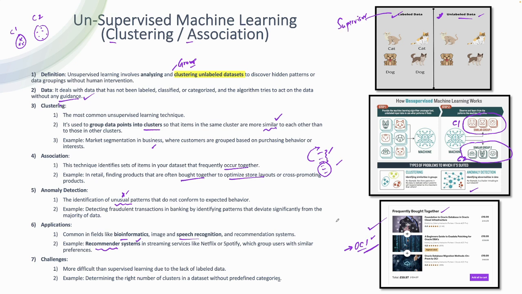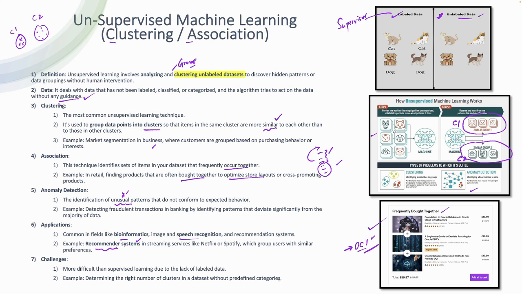And the other big challenge is to determine the right number of clusters in a data set without predefined categories. Now, just think about it. It can be so complex. Here it was a simple example of a cat and a dog, and you were easily able to create 2 clusters and job done. But what if there is a lot of variety of data in it? So there it becomes a problem.